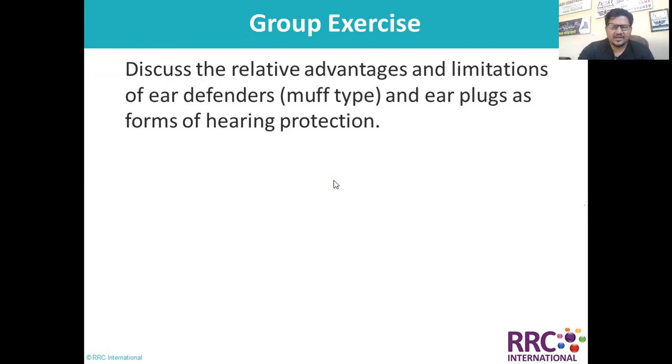Now, please take 2 more minutes, and can you identify the regulations, the manufacturing regulations for earplugs or earmuffs? What are the international directives or standards or European regulations or OSHA regulations, or even from your Royal Commission regulations about earplug and earmuff?